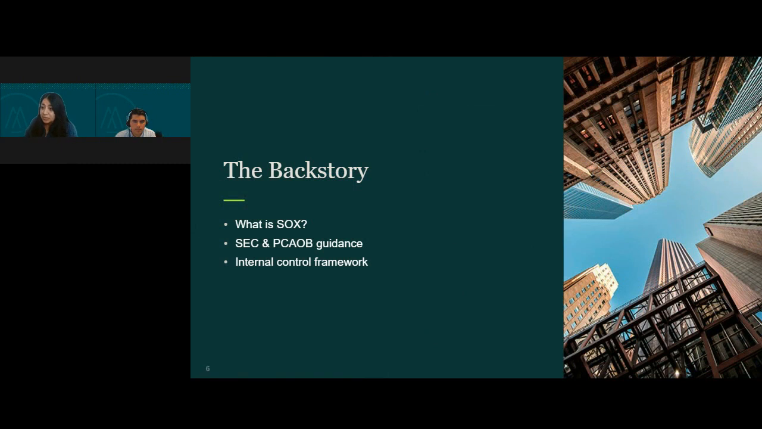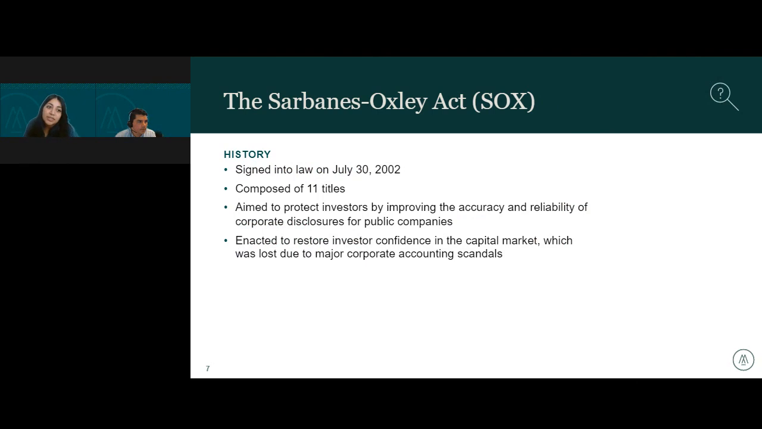Okay, so the backstory, I'll start with what is SOX and the guidance around it and why it's important to understand it. SOX is the Sarbanes-Oxley Act, and it was enacted in 2002. It was signed into law on July 30th, 2002, and it's composed of 11 titles. It's aimed to protect investors by improving the accuracy and reliability of corporate disclosures for public companies. And it was enacted to restore investor confidence in the capital market, which was lost at the time due to major corporate accounting scandals like WorldCom and Enron.